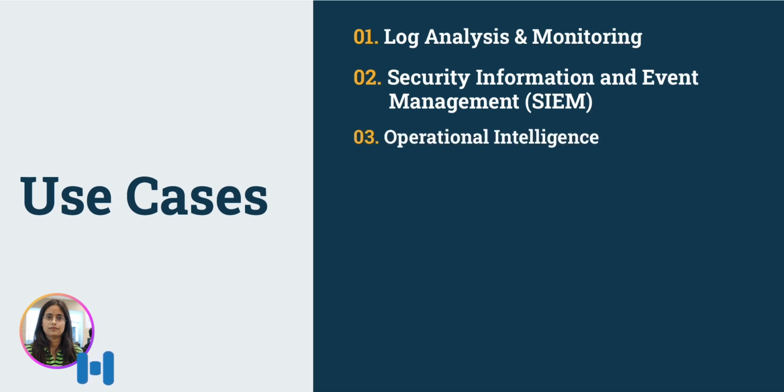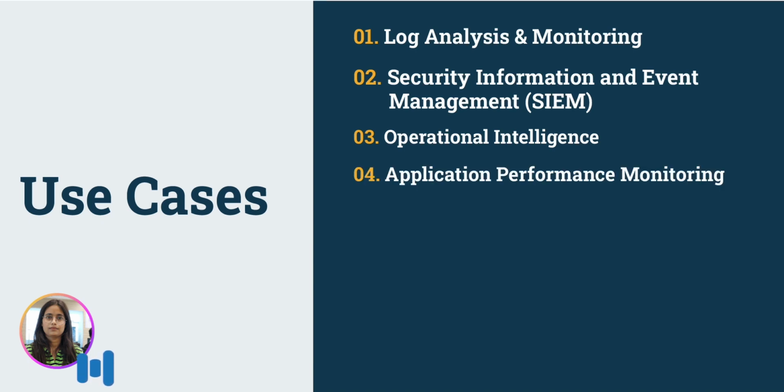The next one is operational intelligence. KQL can help in monitoring IoT devices, sensors and equipment to gain operational insight. It helps in analyzing data from connected devices for predictive maintenance and optimizing operations. For application performance monitoring, KQL analyzes performance metrics, traces, exceptions and user interaction, identifies slow queries, and optimizes application responsiveness.